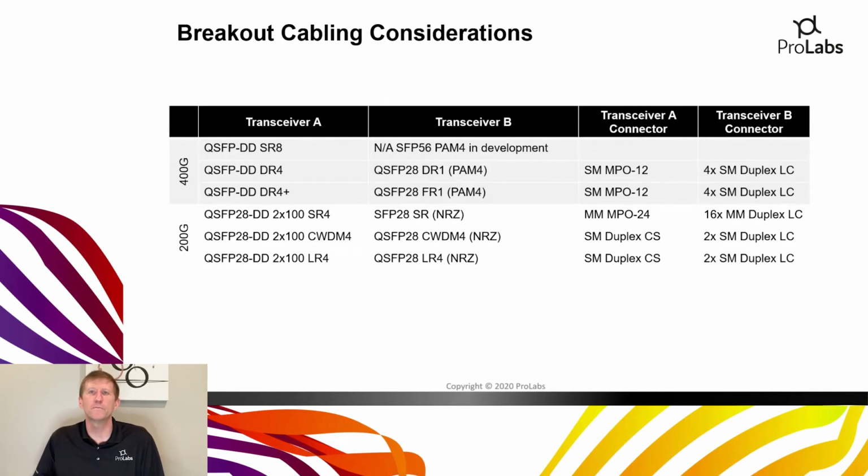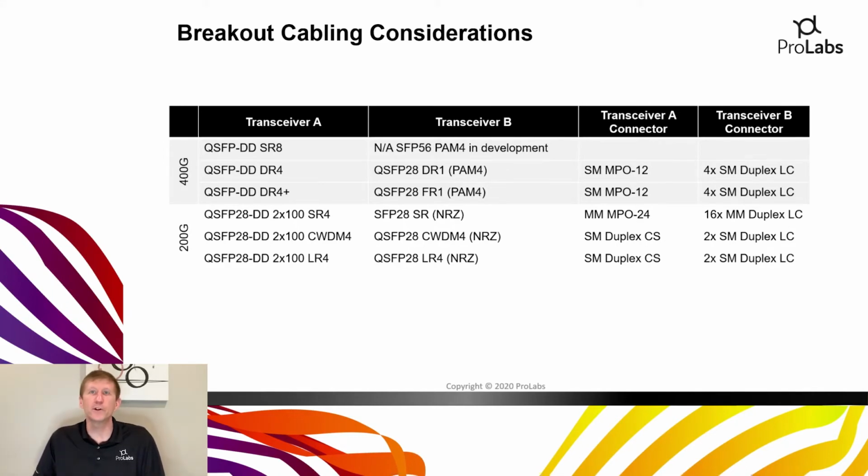Those transceivers probably aren't available very rapidly in the market right now. It's going to be a while before you have a PAM4 transceiver on optically 50 gig on one end with either NRZ or PAM4 on the copper side. So it's going to be a little while before those transceivers are readily available to perform those sorts of breakouts.